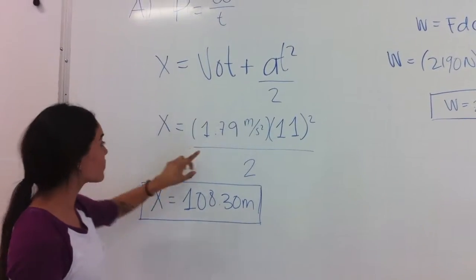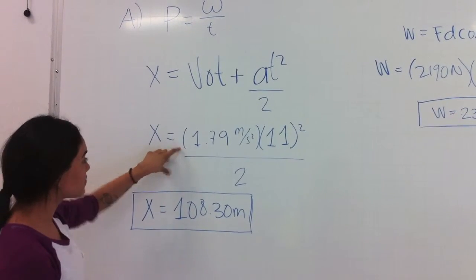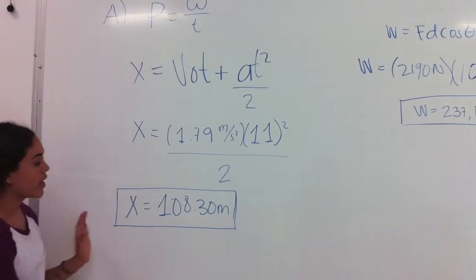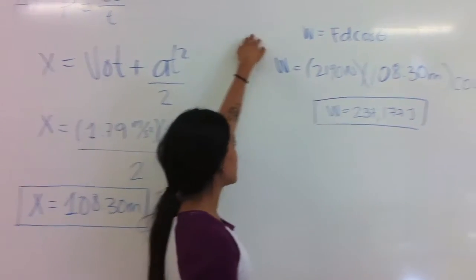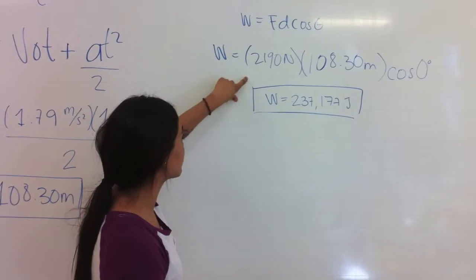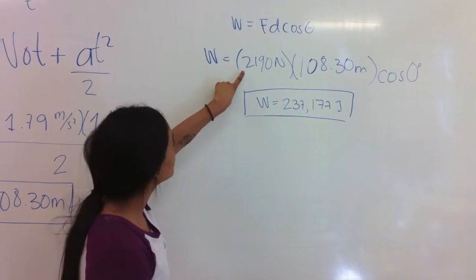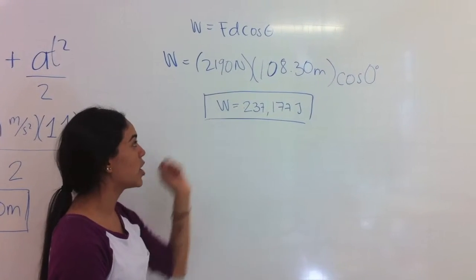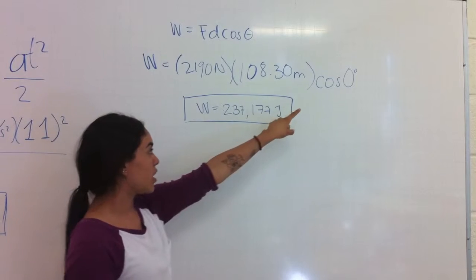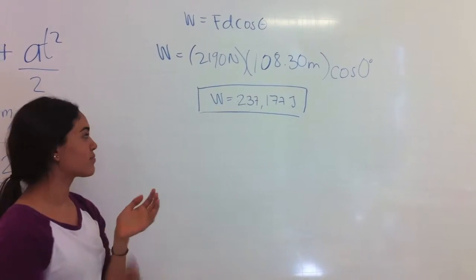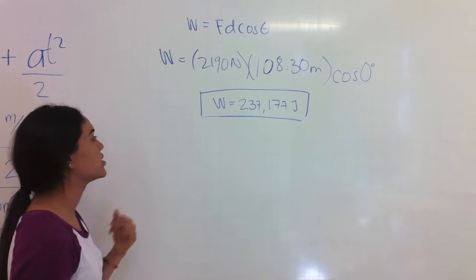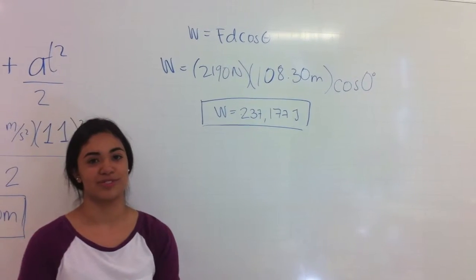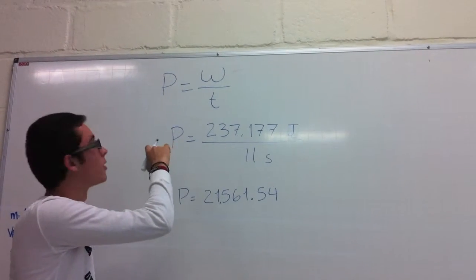So substituted is 1.79 times 11 squared over 2, and we have 108.30 meters. So after that we have to multiply 2,190 newtons times 108.3 meters times cosine, and cosine is 0. So the result will be work equals 237,177 joules. So we have the work.